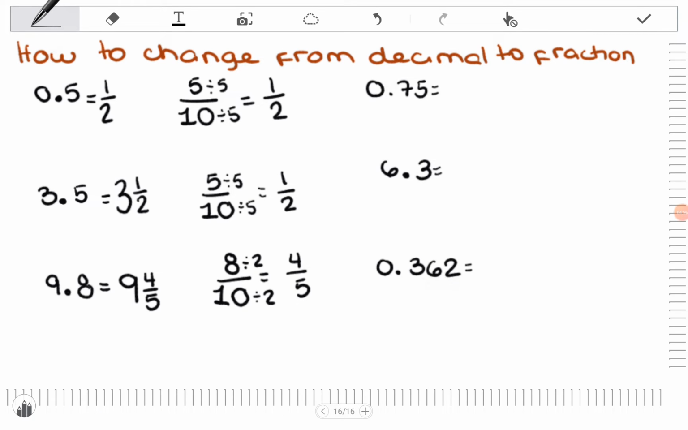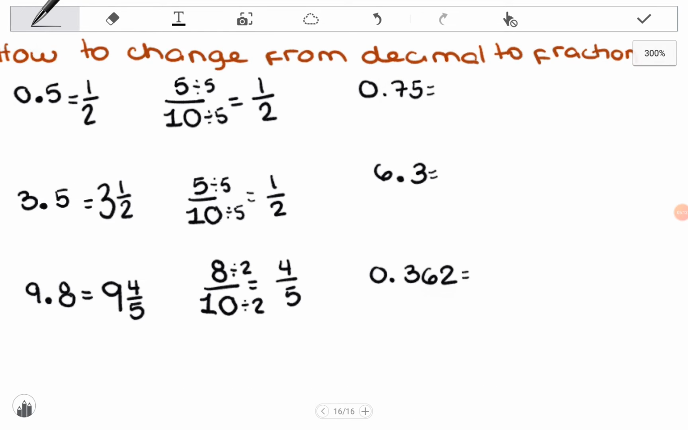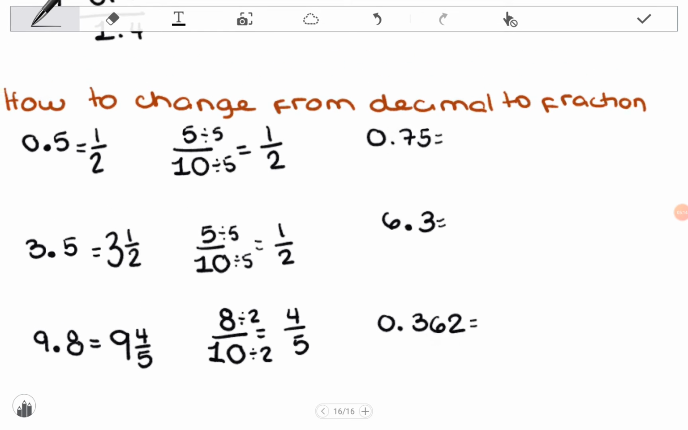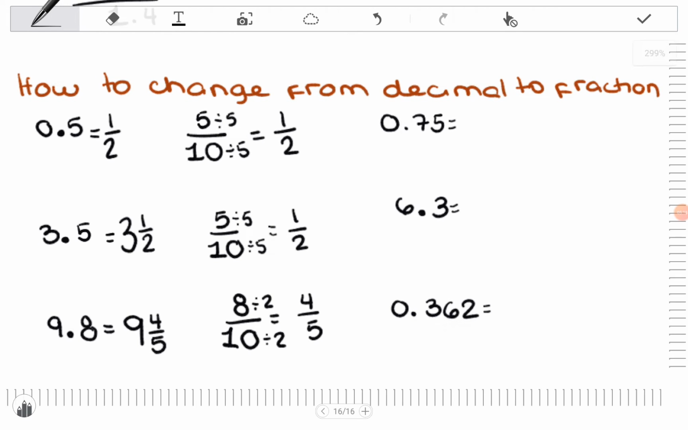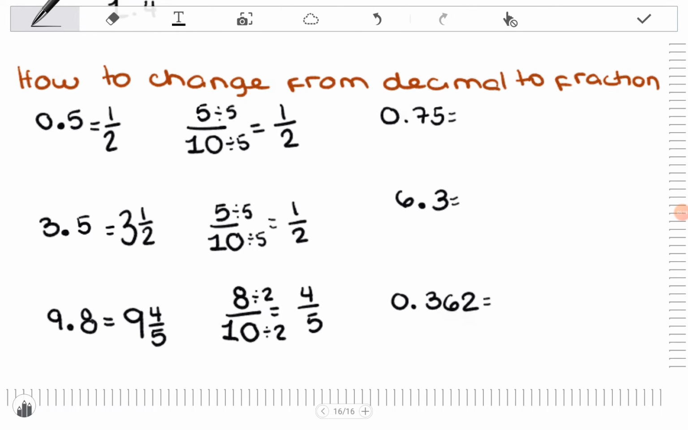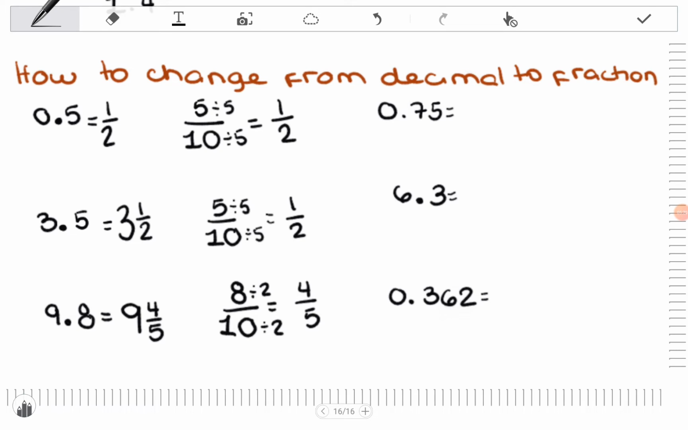Remember, a mixed number only happens with a number that has a whole number before the point. So the first one has a 0, it's not a mixed number. The second one has a 3, so it is a mixed number. The third one has an 8, so it's also a mixed number. The fourth one doesn't have any number before the point, just a 0, so it's not going to be a mixed number. It's just going to be a proper fraction.